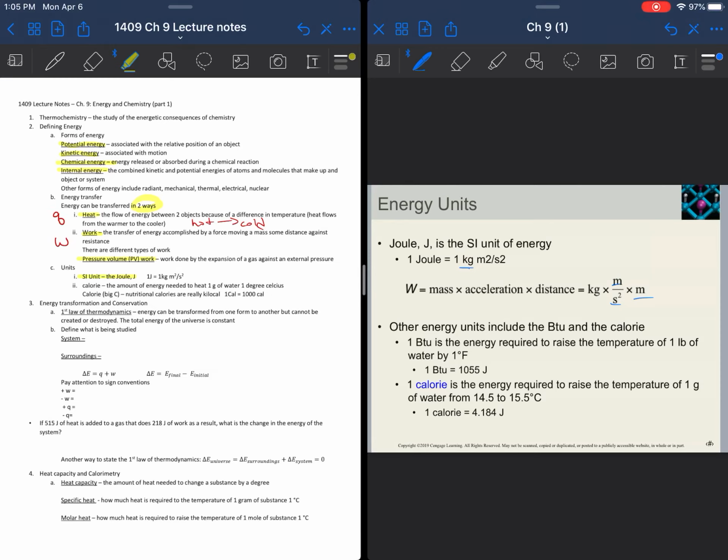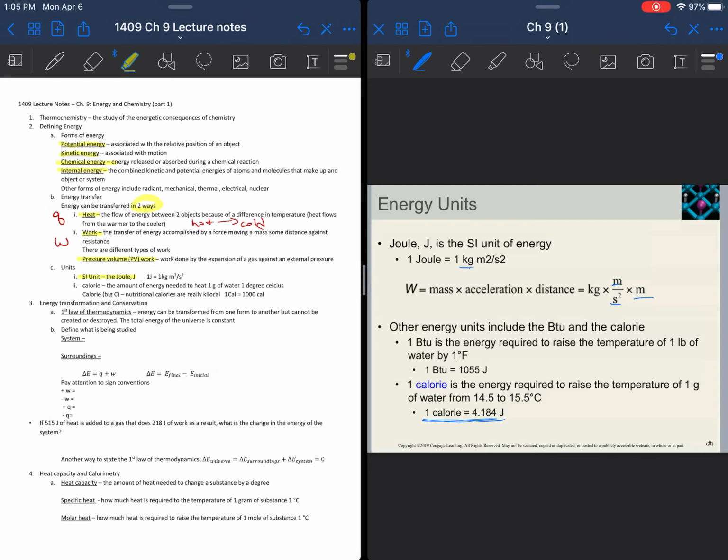There are other common energy units like the British thermal unit and the calorie. The calorie is one that is likely very recognizable to you, in terms of nutrition at least. But a calorie is defined as how much energy is used to heat 1 gram of water by 1 degree. That amount of energy is 4.184 joules. And so that is the relationship between calorie and joules.